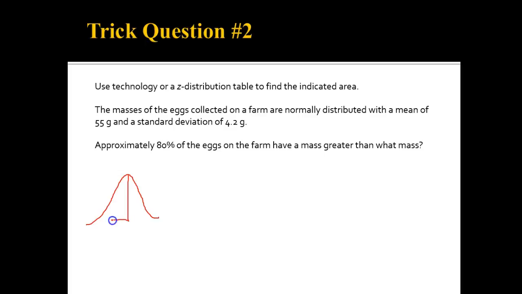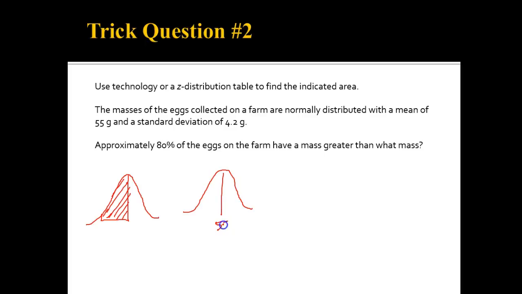So when we find the area of a section of it, the area is also the probability. The probability and the area are the same. Remember the whole thing with the area of the triangles, we're talking about the same thing. With these probability distributions, you find the area, that is also the probability. Okay, so the masses of eggs collected on a farm are normally distributed with a mean of 55 grams.